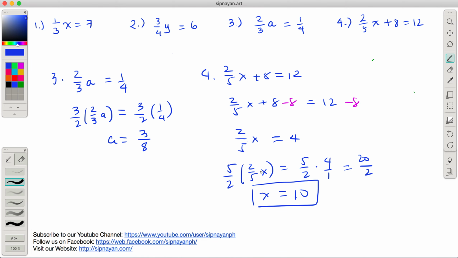So, sana ay may natutunan kayo dito sa ating tutorial. Maiksi lang siya, pero at least, no, makakasolve na kayo ngayon ng problems or equations na merong fractions. Meron pa tayong susunod dito, no? Mga simple lang to. Sa susunod, mas complicated na yung mga examples.